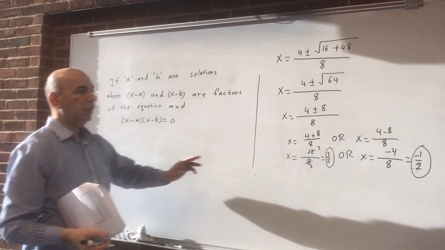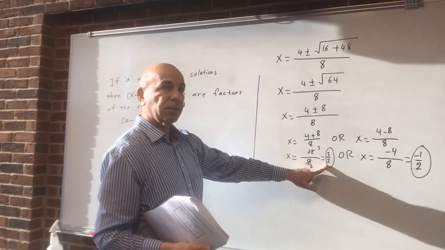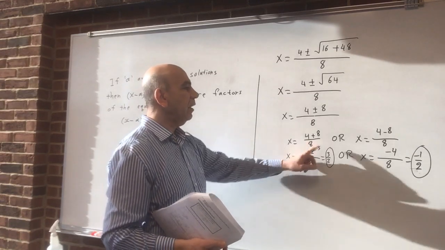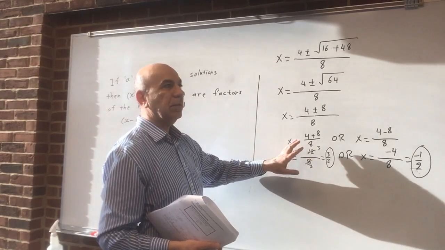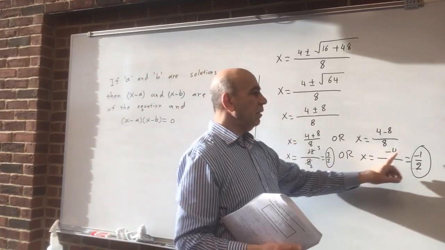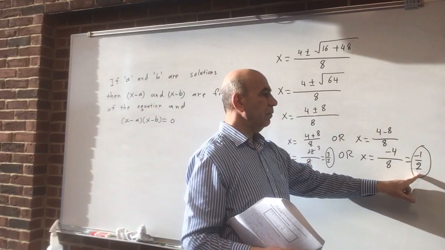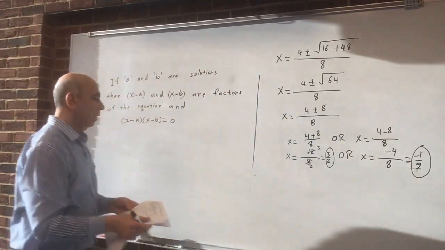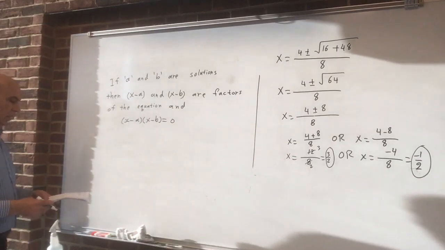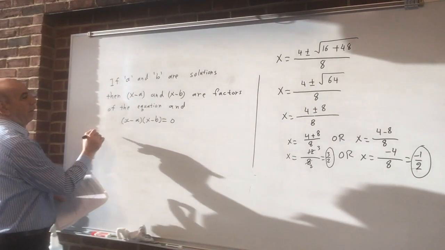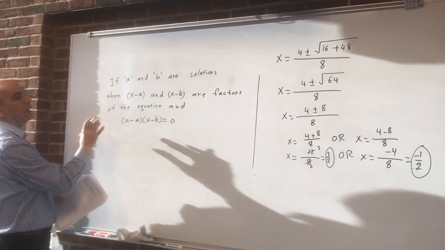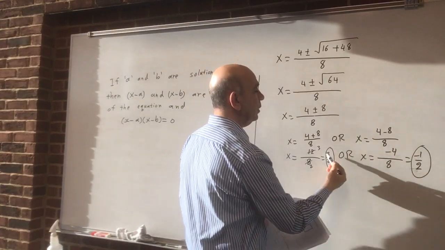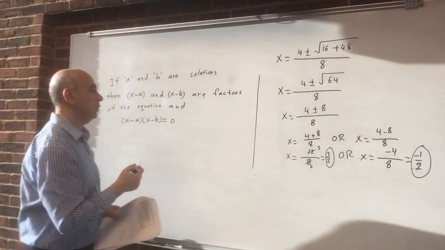So for example here, x equals 3/2 is a solution. So x minus 3/2 equals 0, so this is a factor. If x equals negative 1/2 is a solution, then x plus 1/2 is a factor. So if I have a quadratic equation, we can find the solution. Now, if we have the solutions, we can find the quadratic equation.